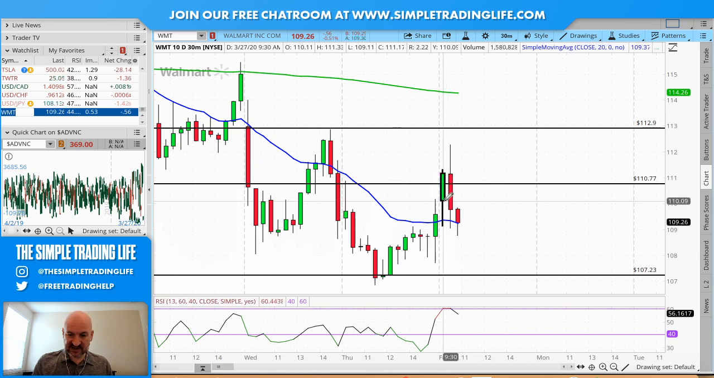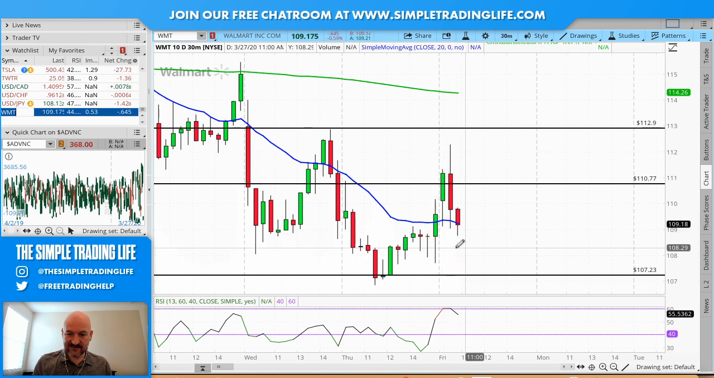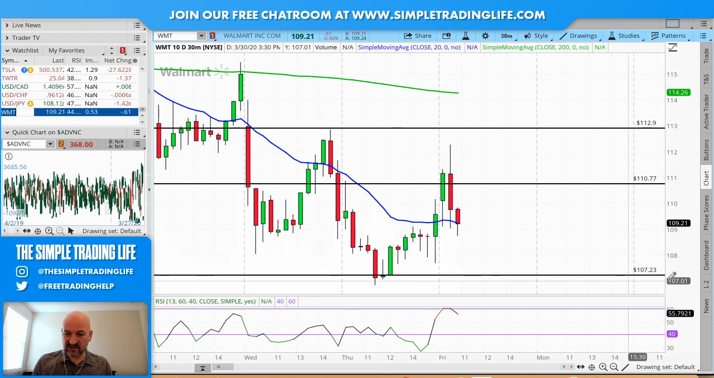Because it's actually lower because it opened up right here. It's actually lower than opening price. Trying to catch some support at the 20. If it doesn't, it's likely to get down into this wick somewhere, right? And then if it would clear that, then you have 107.23 here as your next support level.